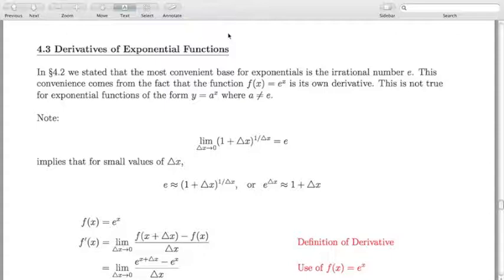Now, again, we defined e to be the limit as delta x goes to 0 of 1 plus delta x to the power of 1 over delta x. This is our definition for e. When you see something of this form, then you think e.